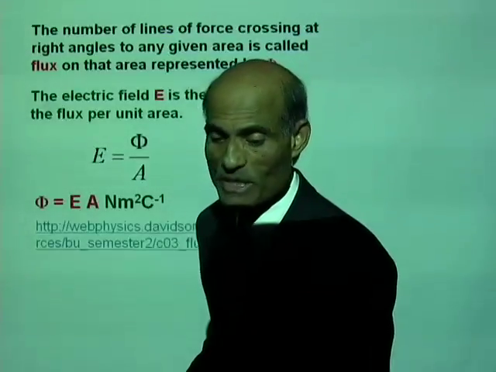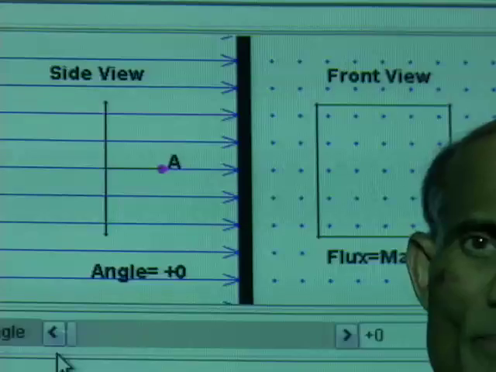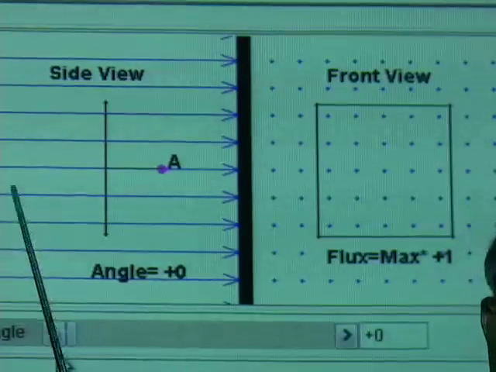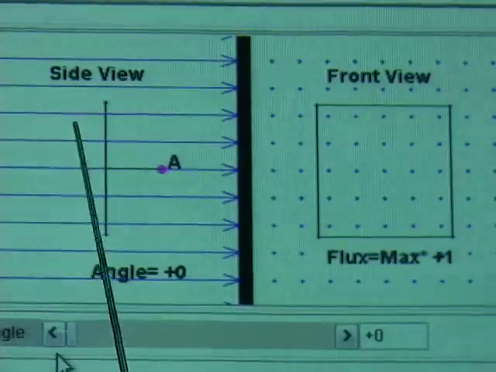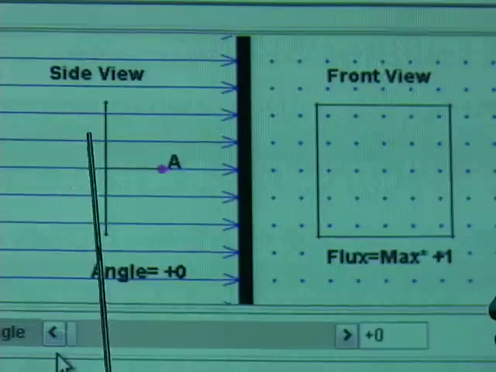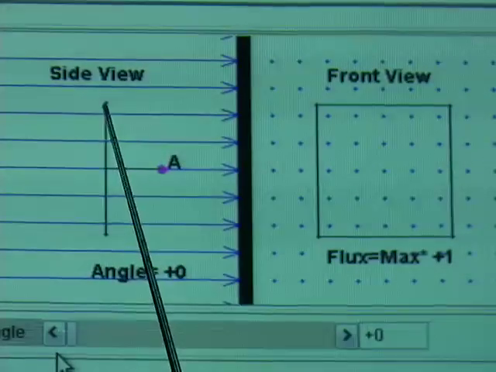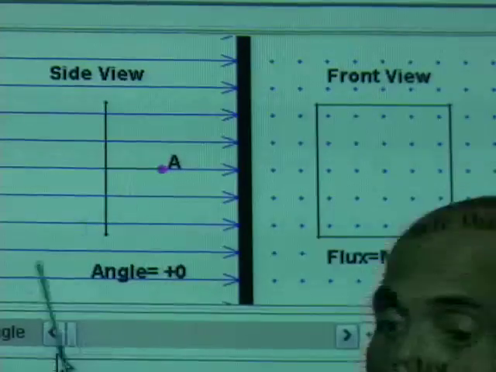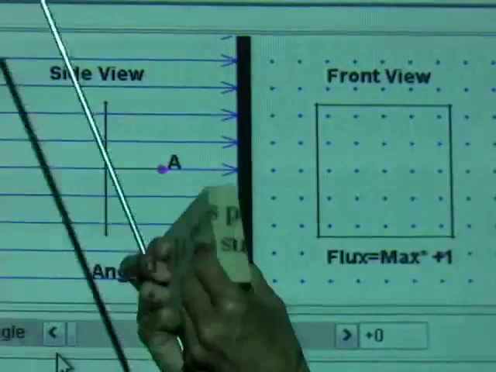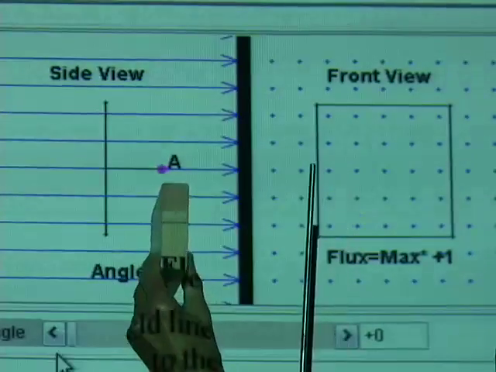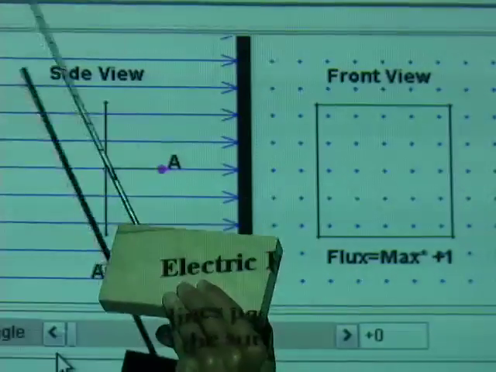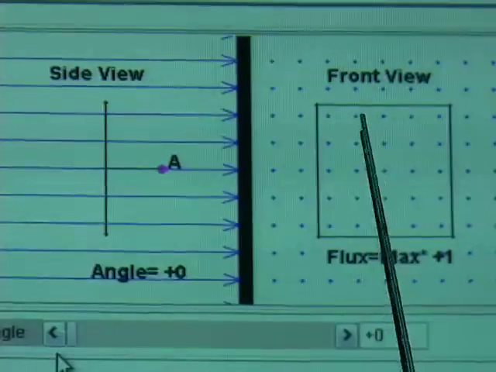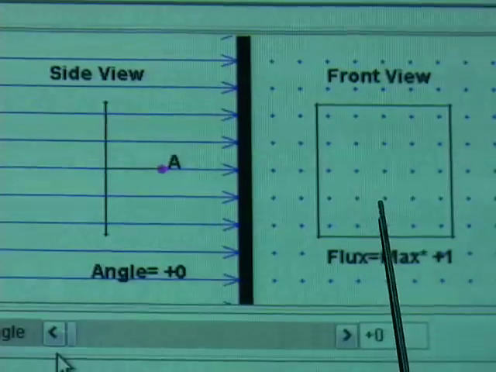Alright, let's have a look at the concept of flux one more time. Here is an illustration of an electric flux. If you notice, there's a large number of lines of force going from left to right and crossing an area. This is a side view of the area, kept like this. And now if you look at it from the front, this is what you see. Each of these dots is a line crossing.